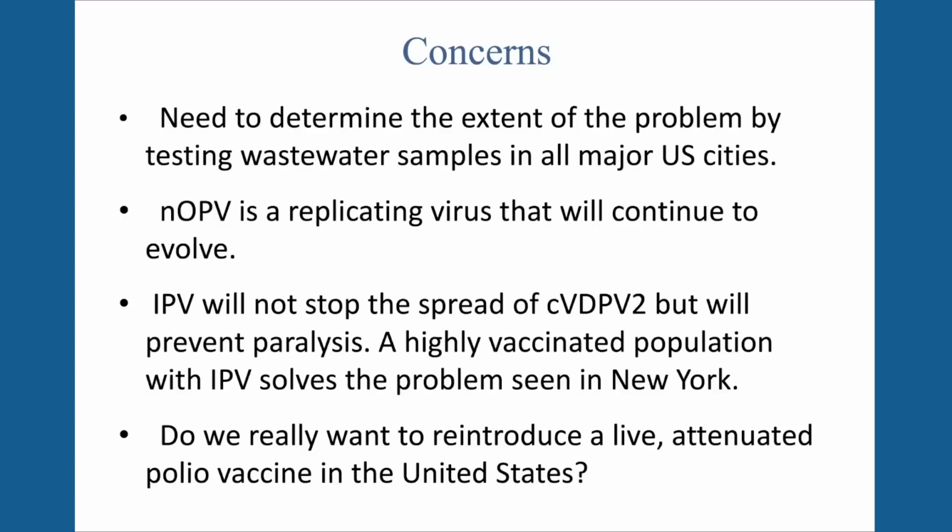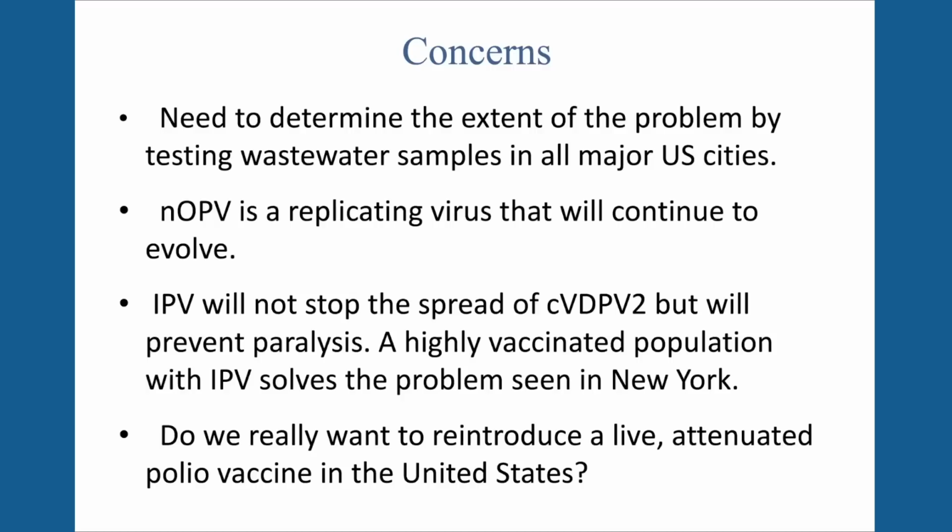So the concerns here are those that have been expressed already. We need to determine the extent of the problem by testing wastewater samples in all major U.S. cities, and the CDC needs to do this. NOPV is a replicating virus. It is a live virus, and therefore it always had the capacity to evolve. IPV will not stop the spread of CVD-PV2, but it will prevent paralysis. Therefore, a highly vaccinated population with IPV solves the problem seen in New York.